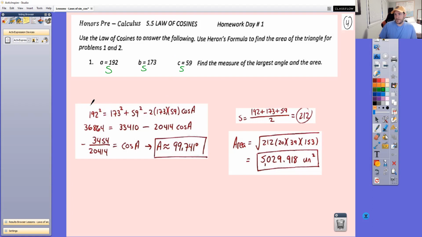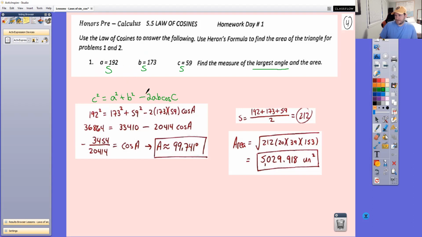So looking here, we're doing c squared equals a squared plus b squared minus 2 times a times b times the cosine of c. And then you'll notice I'm not actually doing the cosine of c, I'm doing the cosine of a. So why? Well, because it said find the measure of the largest angle. And we know that the largest angle will always be opposite from the side that is the longest. So that's for us a.